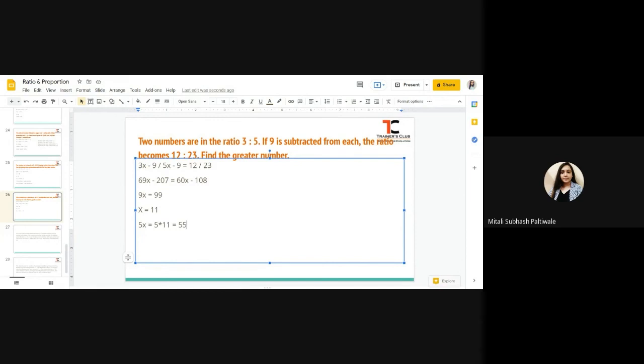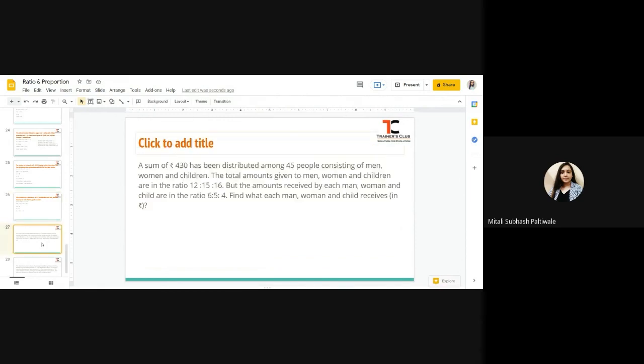So that's the number. Now look at this question, which says a sum of rupees 430 has been distributed among 45 people consisting men, women and children. The total amount given to men, women and children are in the ratio of 12 is to 15 is to 16. But the amount received by each man, woman and child are in the ratio of 6 is to 5 is to 4. What does each man, woman and child receive in rupees?